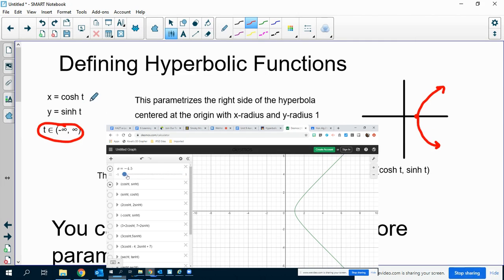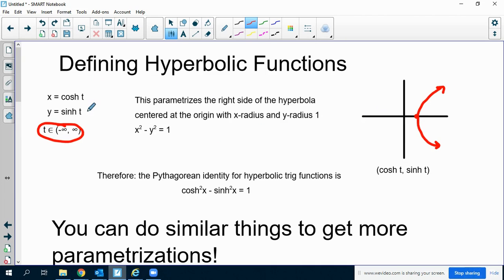If I flip where the parameterizations are, things can change in terms of whether I'm doing the right side or the left side, or if I flip hyperbolic sine and hyperbolic cosine, then maybe I could do an up and down hyperbola instead. But notice that I'm having a hyperbola here, and the Pythagorean identity for hyperbolic trig functions that you will use is actually looking like a hyperbola instead of looking like the Pythagorean theorem or the equation of a circle. So this is what a hyperbolic function is.